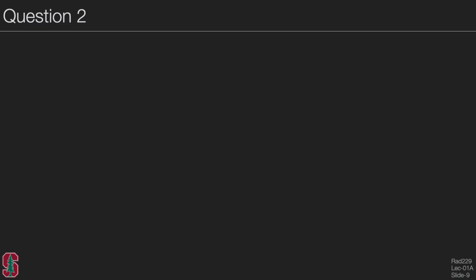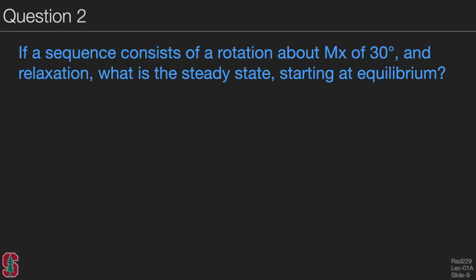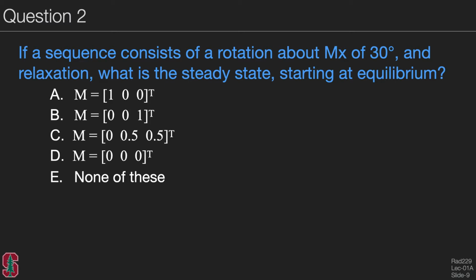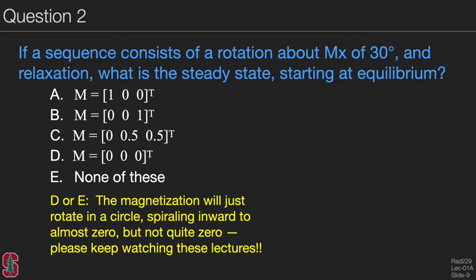So let's look at an example here. If a sequence consists of a rotation about Mx of 30 degrees and relaxation, what is the steady state starting at equilibrium? Here are the possible answers. Okay, and the answer is D or E. The magnetization will just rotate in a circle, spiraling inward to almost zero, but not quite zero.